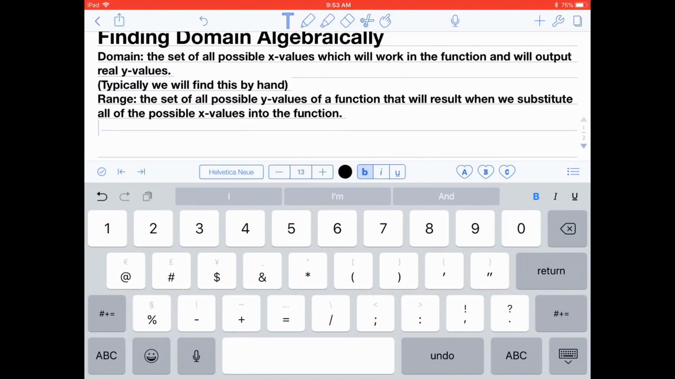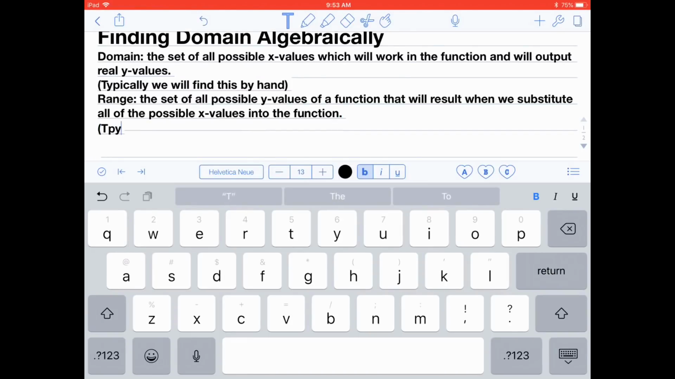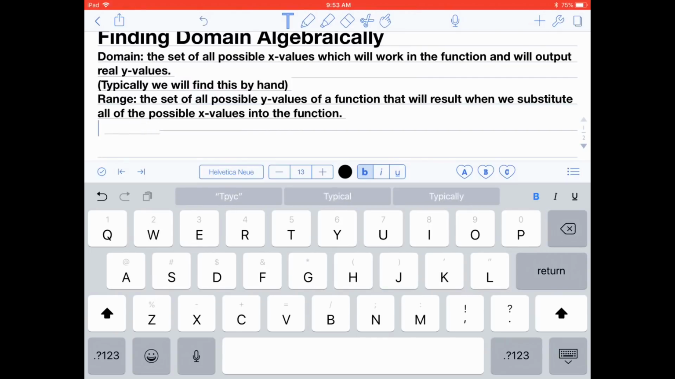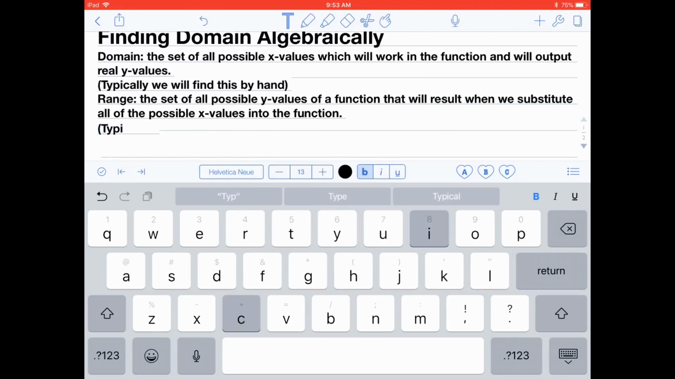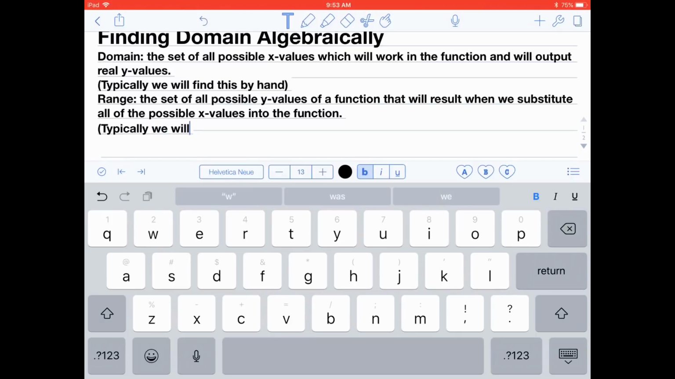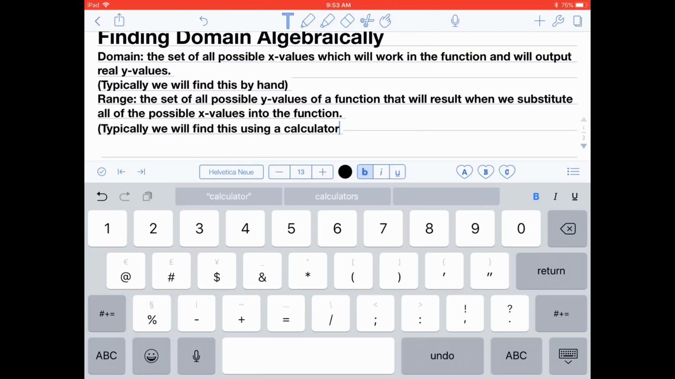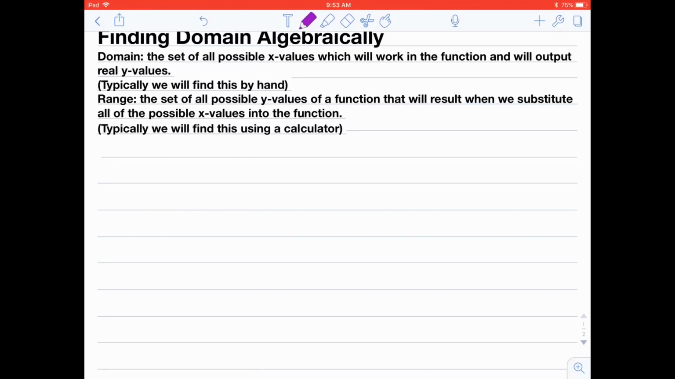Okay? And for this, typically, whoa, butchered, no autocorrect. Typically, we will find this using a calculator. Okay, now I'm going to write slow like the rest of you.